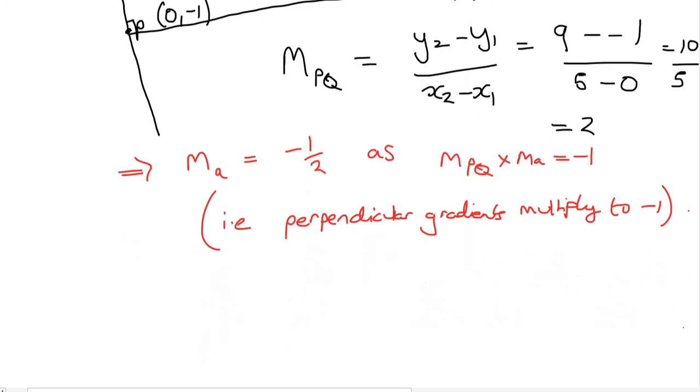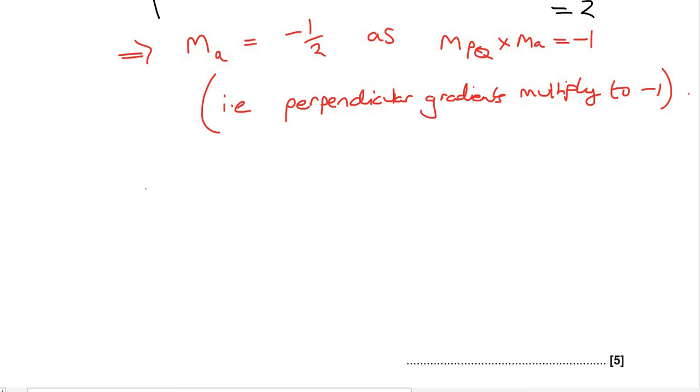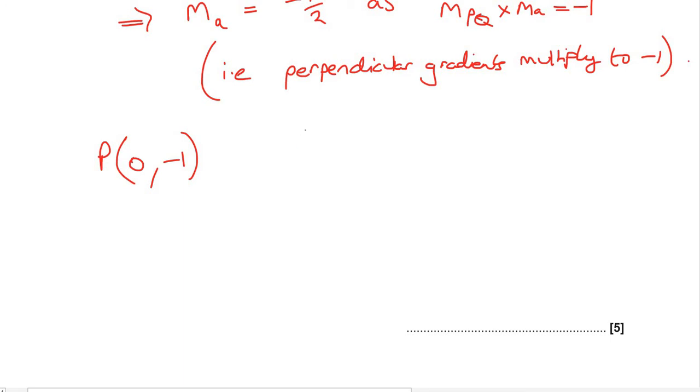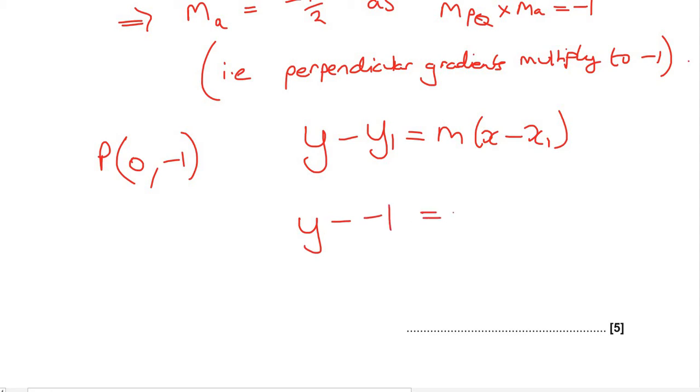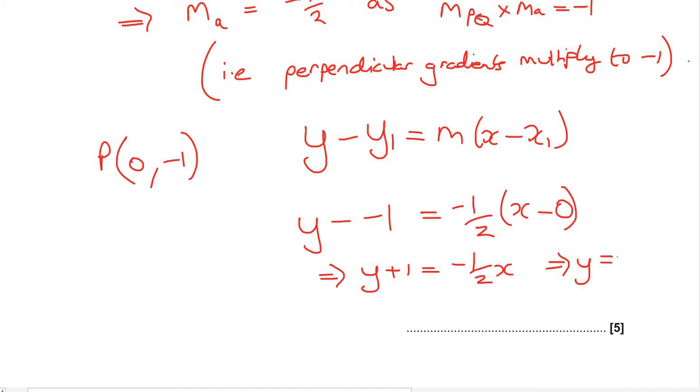Okay, great. So we've got the gradient of our perpendicular line, and we also know a point on it. So P was the point 0, minus 1. So now we just need to use y minus y1 equals m times x minus x1. So y, take away minus 1, equals our gradient, minus a half, times x minus 0. So this gives y plus 1 equals minus a half x, and so y equals minus a half x minus 1. And that is our answer there.